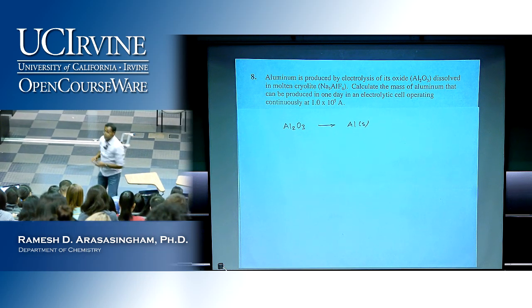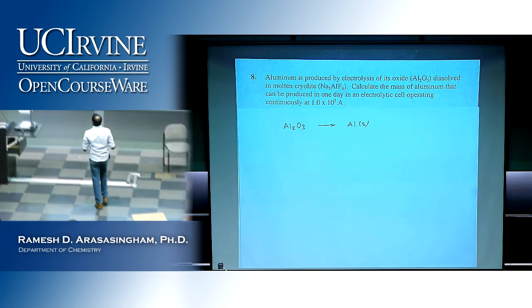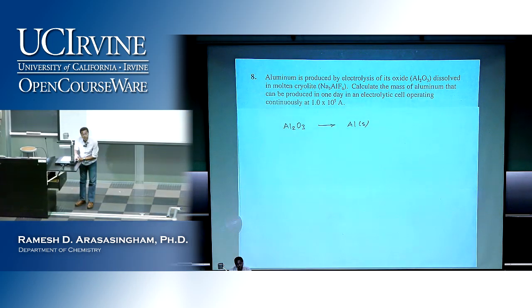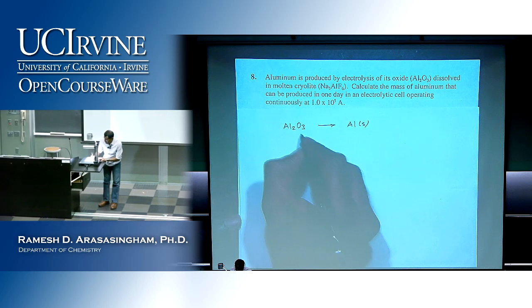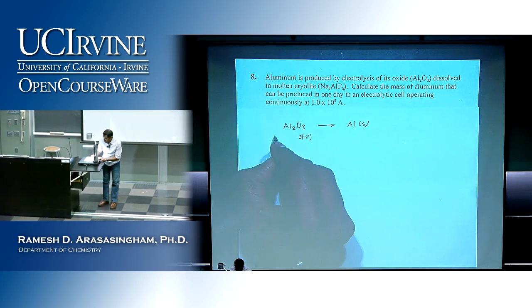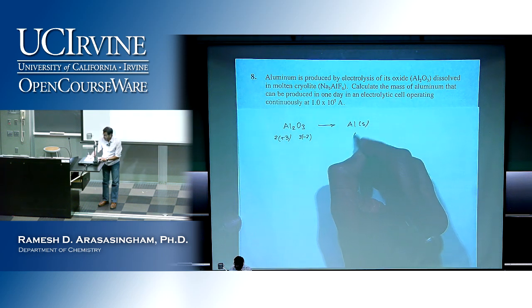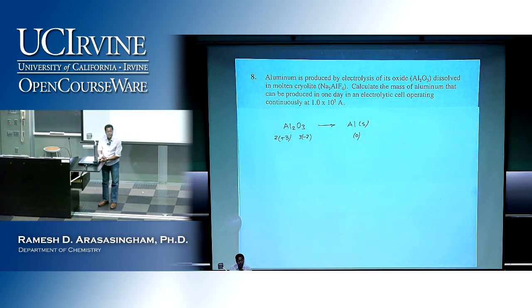All right? Can everybody see that if I assign oxidation numbers, this is 3 times -2? Therefore, each of these aluminums will be +3. Can you see that? There's 6 plus on this side, 6 minus on this side. If you look at this, what is the oxidation number of aluminum?